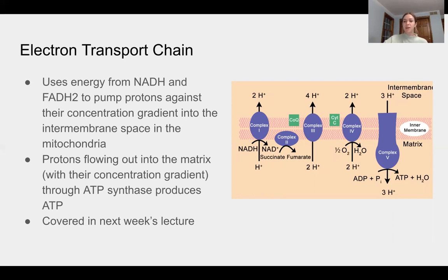And that is so that they can flow out through complex 5 at the end here, which is a source of energy, something moving with its gradient, and that allows us to produce ATP. Again, we'll talk about this way more in depth next week. I just wanted to go over it now because it's really relevant. So rather go over it too many times than not enough.